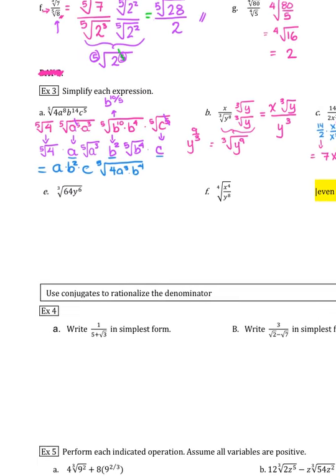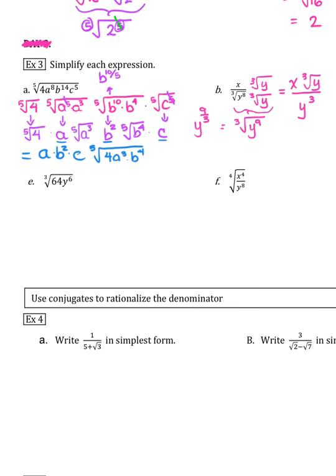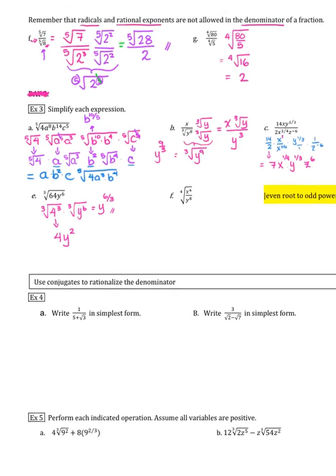Coming back over, we have the cubed root of 64 times y to the 6. So this is the cubed root of 4 cubed times the cubed root of y to the 6. This will come out as 4. Now, the cubed root of y to the 6, this is really 6 over 3. That comes out as y squared. Sometimes it's really helpful to write it as a rational exponent because then you can see how it simplifies.